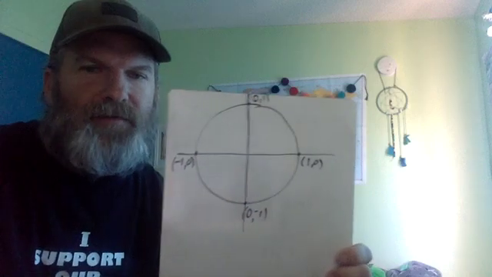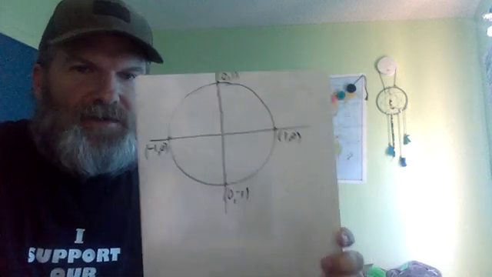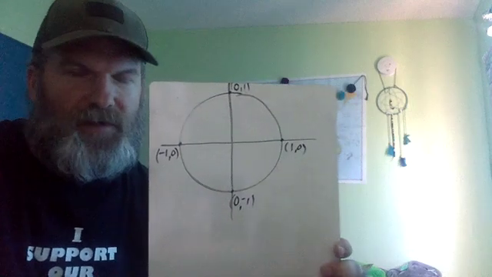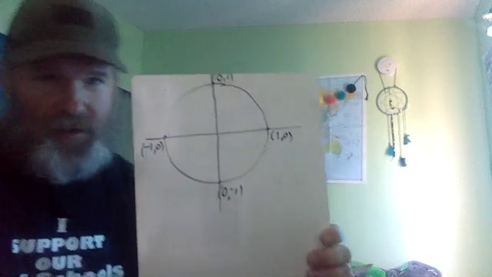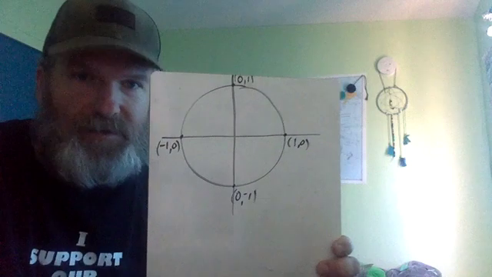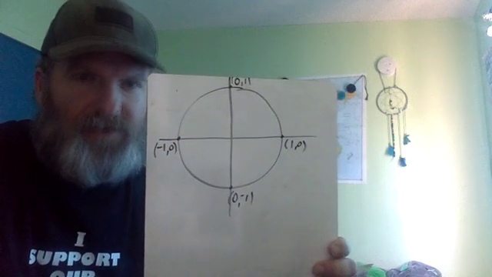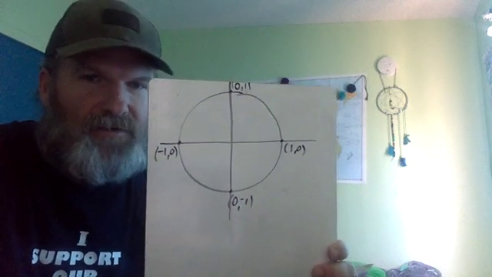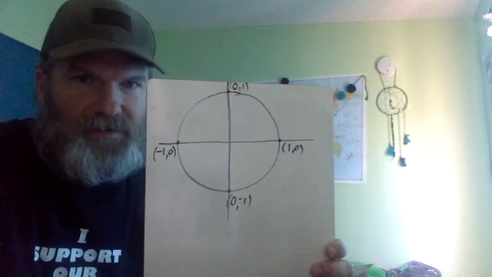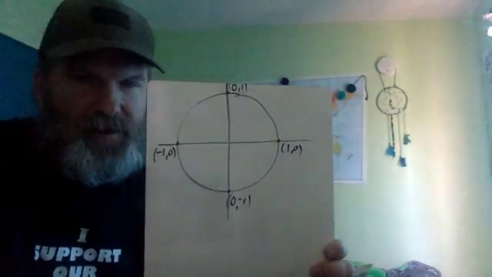Alright, here's a circle with a radius of 1. I've labeled 4 points on there, the 4 points that cross the XY axes. So 1, 0, 0, 1, so on and so forth. So you can see that the radius of the circle is 1. This is called a unit circle when the radius is 1 unit.